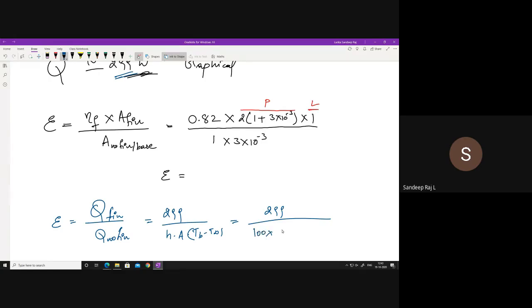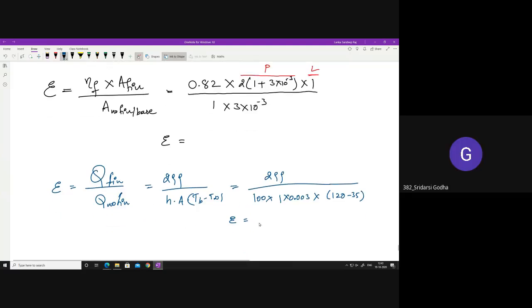The area value is the length into thickness. Length is 1 and the thickness is 0.003, that is 3 mm, into (T_b minus T infinity). That is 120 minus 35. Please tell me what is this effectiveness now? 11.72. 11.7. So you follow this one.